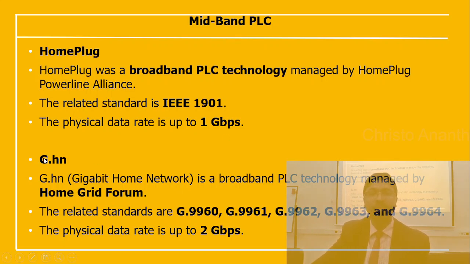Then we have G.hn, Gigabit Home Network. That is a broadband PLC technology managed by the HomeGrid Forum. We'll have 9960, 9961, 9962, 9963, and 9964 types of standards. Data rate is much higher, 2 gigabits per second.